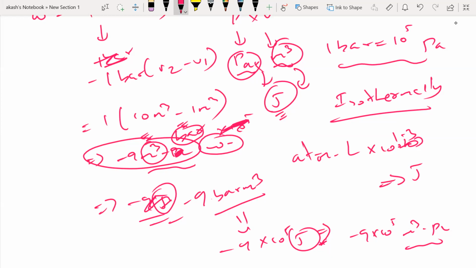Now, in this case, the volume is not given, but the pressure is given. So you know what to do. Think about it. And I want the answer in terms of joules.